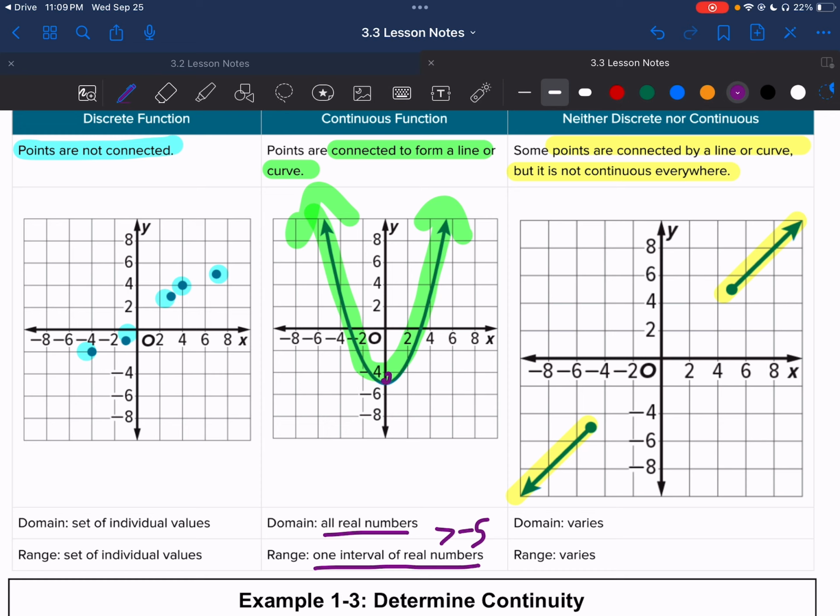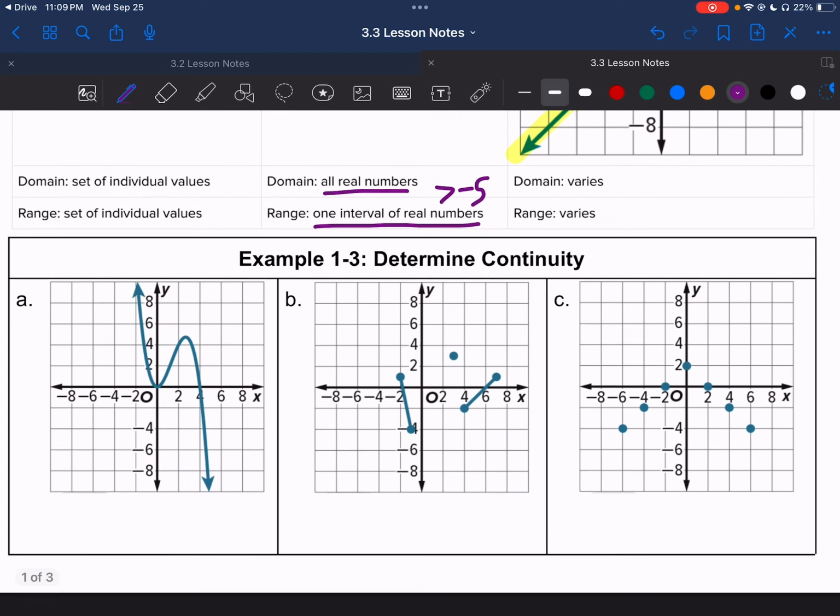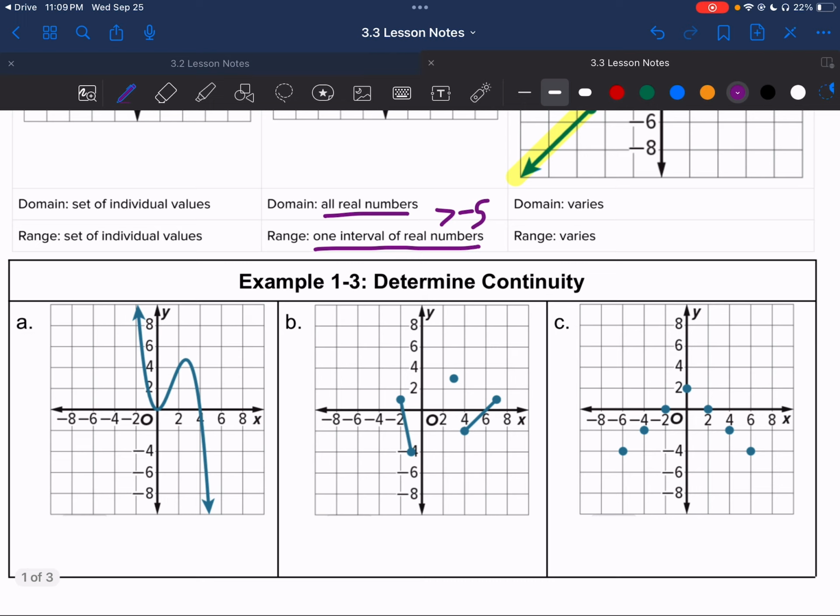And when it comes to domain and range for something that's neither continuous nor discrete, it's going to vary, and you're just going to have to make it up as you go from one scenario to the next. All right. So we're going to look at our examples, and we're going to determine whether it's continuous or not.